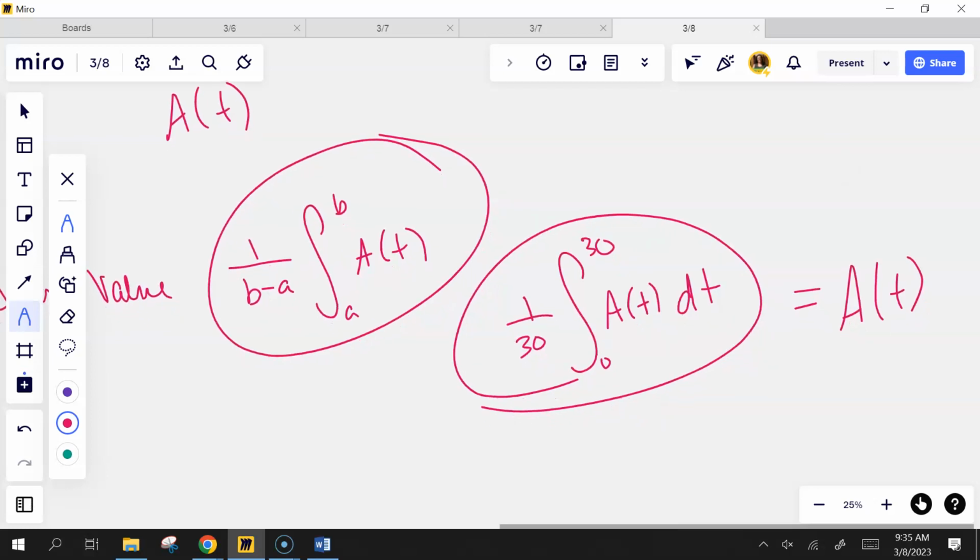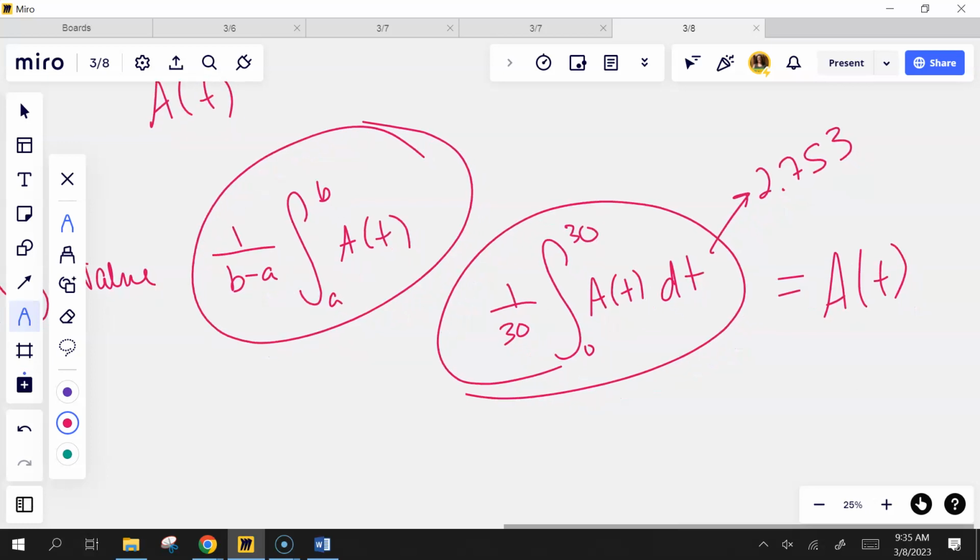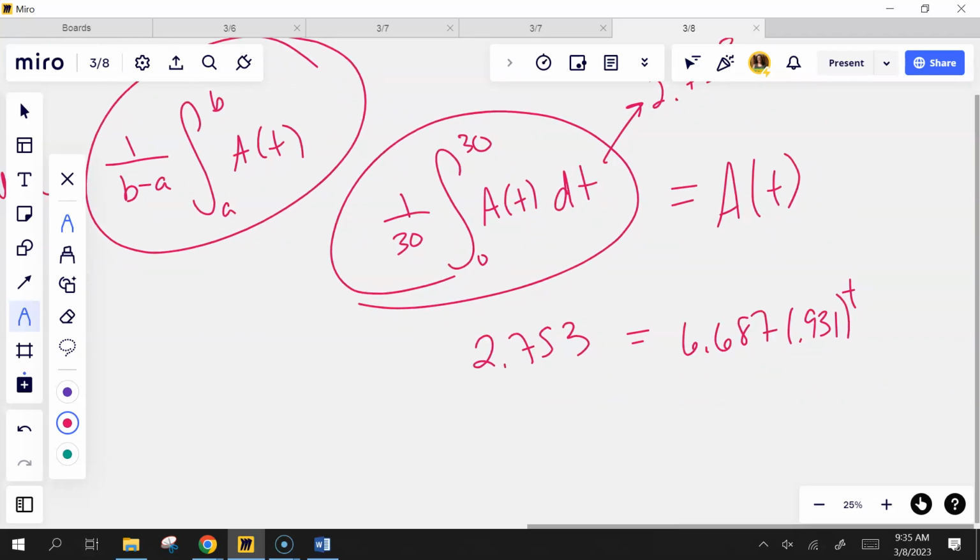So I took this, which equals 2.753, and I set it equal to that original equation and solved it. So when does 2.753 equal this original equation, which was 6.687.931? I put it on my calculator. I graphed it and I found where it crossed the x-axis. Any solving one, I use the calculator to solve that way. Set it equal to 0 and find the intercept. So that was a twofer.